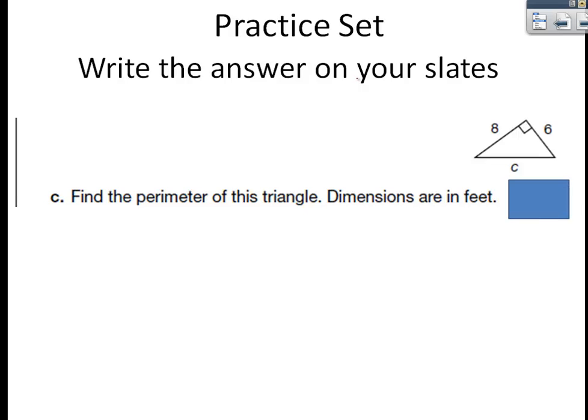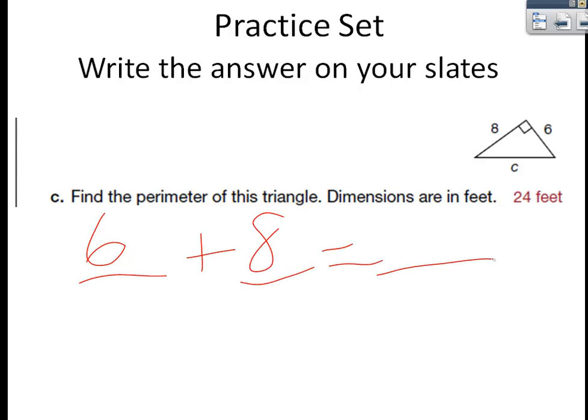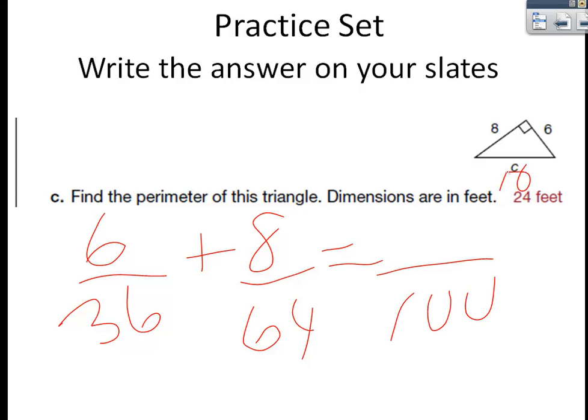All right. You should have come up with 24 feet as the perimeter. So for your missing number, you should have done your 6 squared plus your 8 squared equals your hypotenuse squared. So this is 36 plus 64 equals 100. So the hypotenuse equals 10. So 10 plus 8 plus 6 is 24. All right, hopefully that's what you did.